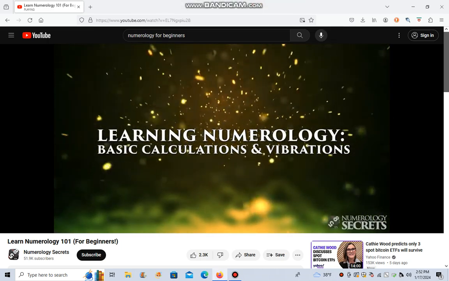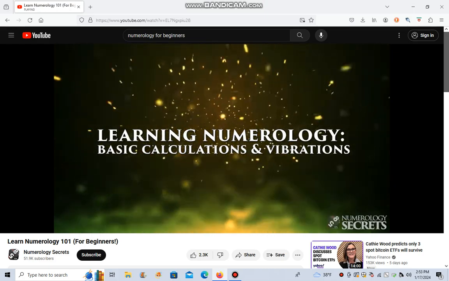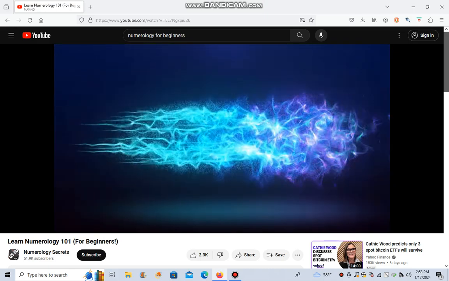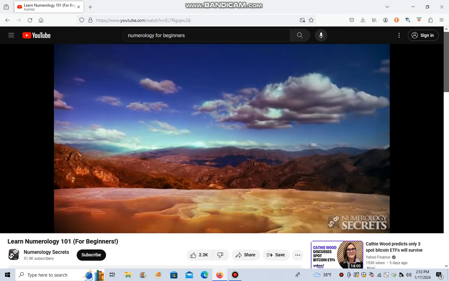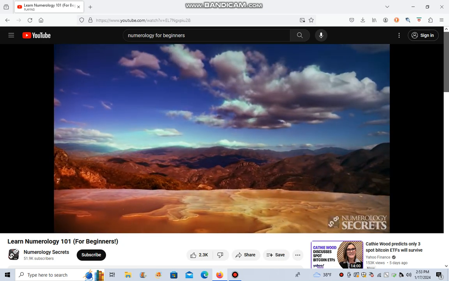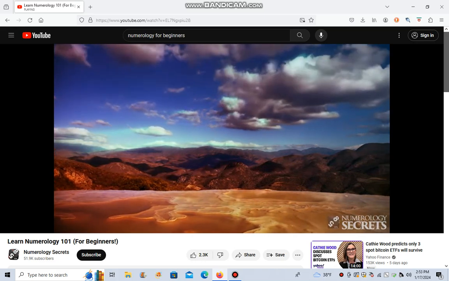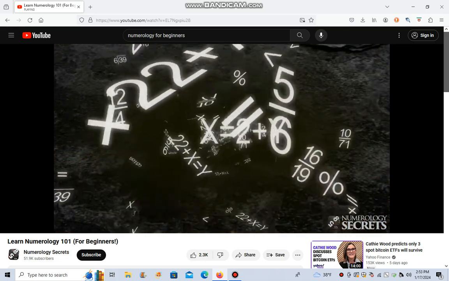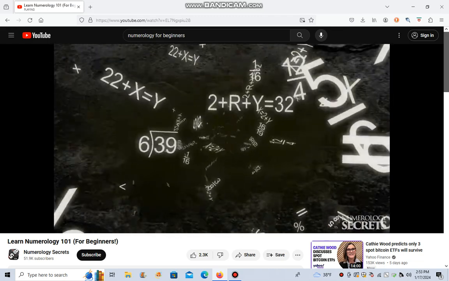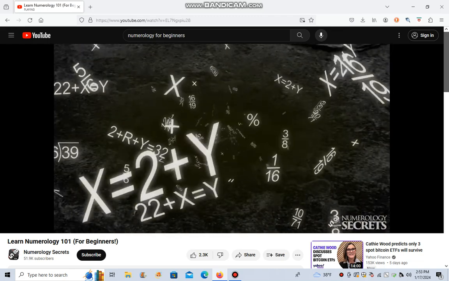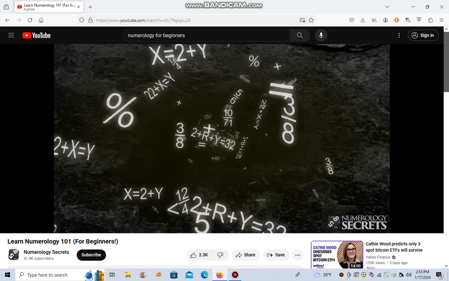Learning numerology, basic calculations and vibrations. Numerology is the belief that numbers have a direct correlation with all nature and divinity. This is an in-depth and complex topic, but the beginning stages of learning numerology are achieved by mastering the basic arithmetic while gaining an understanding of each vibration.